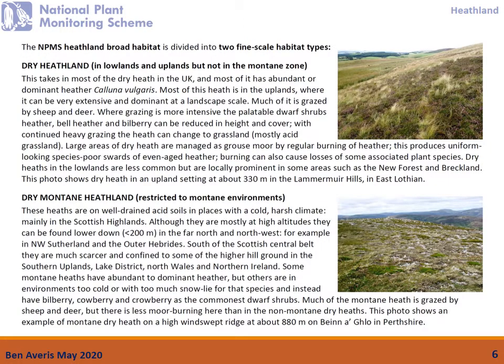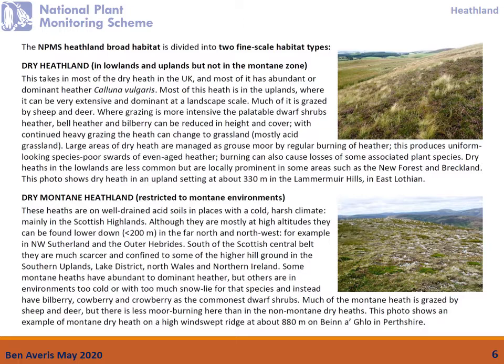Now, for the purpose of the NPMS work, the heathland broad habitat is divided into these 2 fine scale types: dry heathland and dry montane heathland. It's all dry heath. The great bulk of it is in the first subdivision, dry heathland. Any kind of dry heath in the lowlands of Britain will belong here, and actually most of the dry heath in the uplands will as well, because it's not montane.